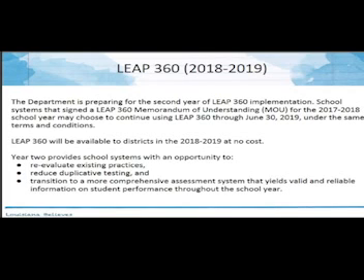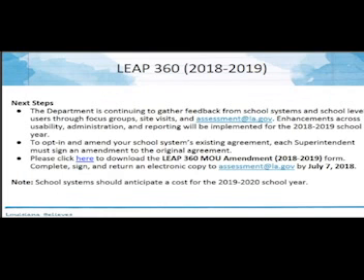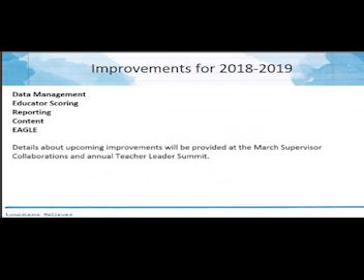Also for LEAP 360, as a reminder, the MOU, the Memorandum of Understanding for 2018-19 is out and is due on July 7th. This will be a document that you and your superintendent will sign, basically accepting the same terms as this year, which means it's at no cost to use for next school year. You will send that MOU to assessment at la.gov, and we'll get you straight in the system for 18-19.